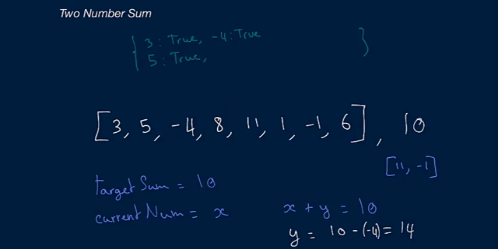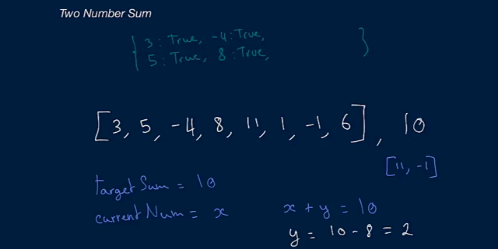Then we get to this 8. We solve for y. So 10 minus 8 is going to be equal to 2. Is 2 in our hash table? No, it's not. We only have 3, 5, and negative 4. So we can skip this, and we can just store 8 as true. And you kind of get the idea now, right? So the rest of this should go pretty fast.